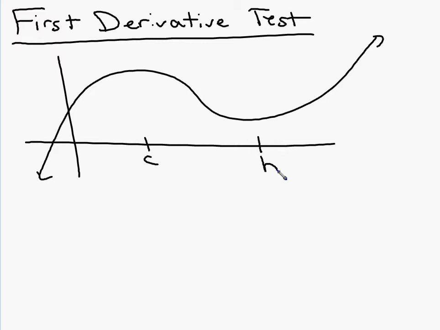Now let's talk about this for just a minute. Obviously, right here at this point there is a maximum. We know that. And right here at this point there is a minimum. All right? And we've talked about the fact that the slope of the tangent line at those places is equal to 0.